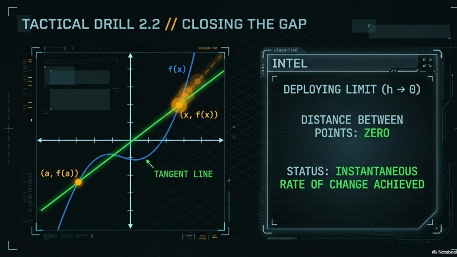Tactical Drill 2.2, Closing the Gap. We deploy the limit as h approaches 0, forcing the distance between our two data points to shrink to nothing. The secant line locks onto a single point, transforming into the tangent line. Status: instantaneous rate of change achieved.